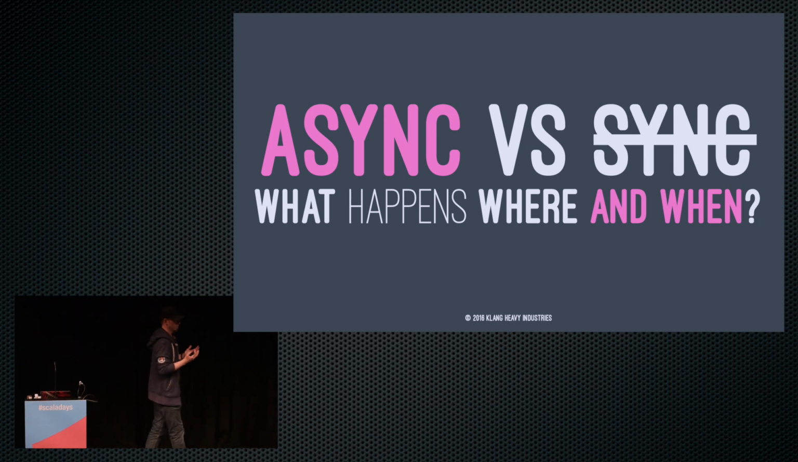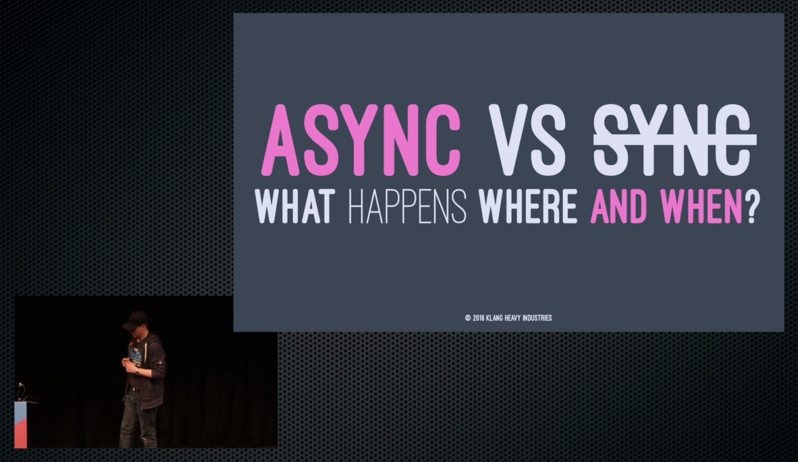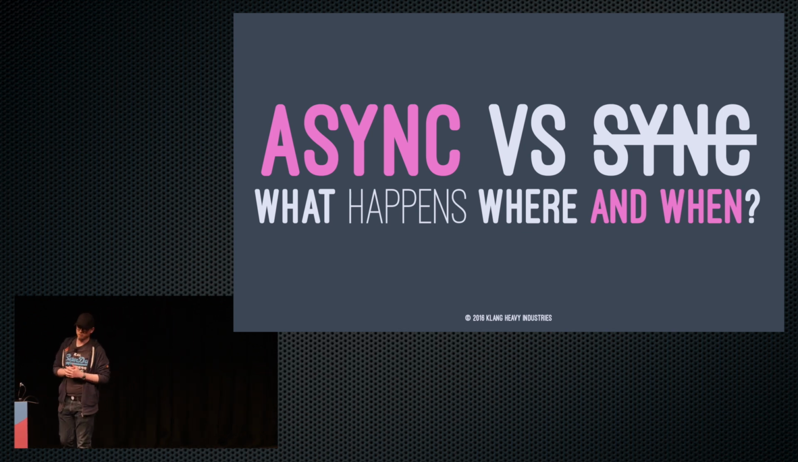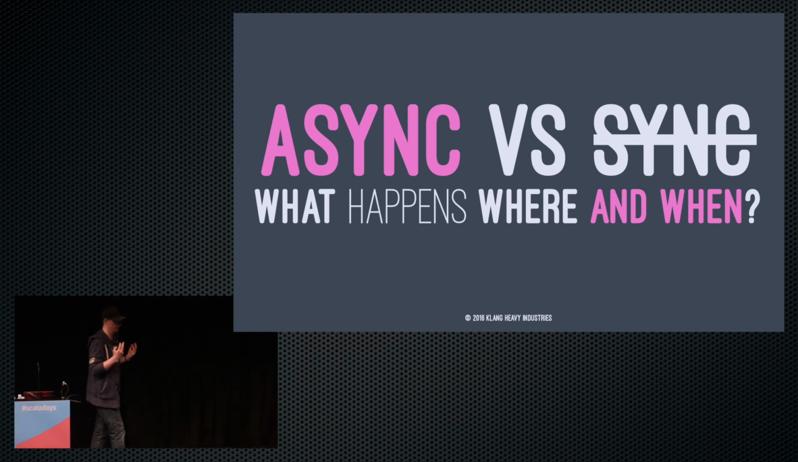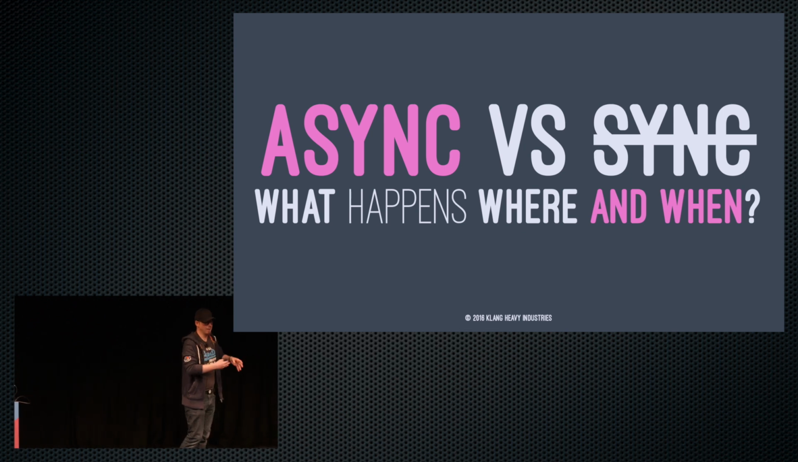Async versus synchronous. What happens where and when? One common criticism against the current Scala concurrent Future implementation is that it needs to have this execution context. Why do I need to have this execution context, and why can't I just add my stuff and stuff just happens? Why can't I have good things? Yes? Like a pool lock? Pool lock?